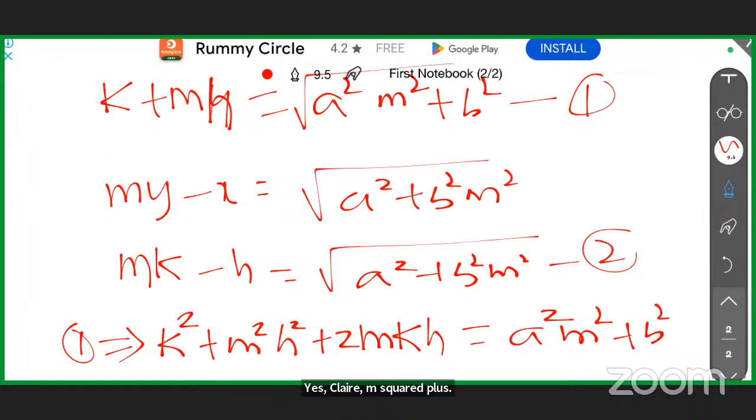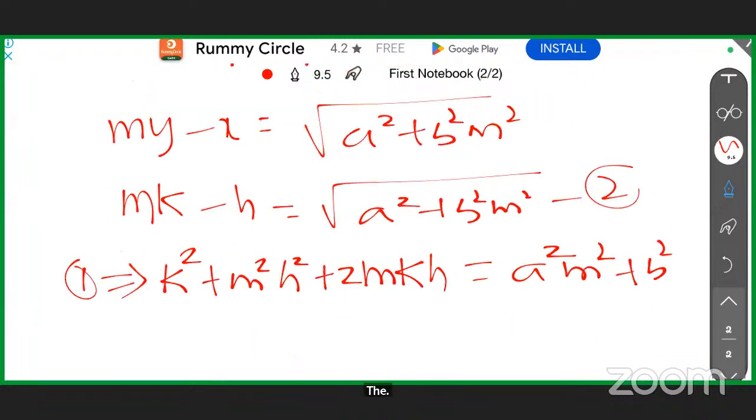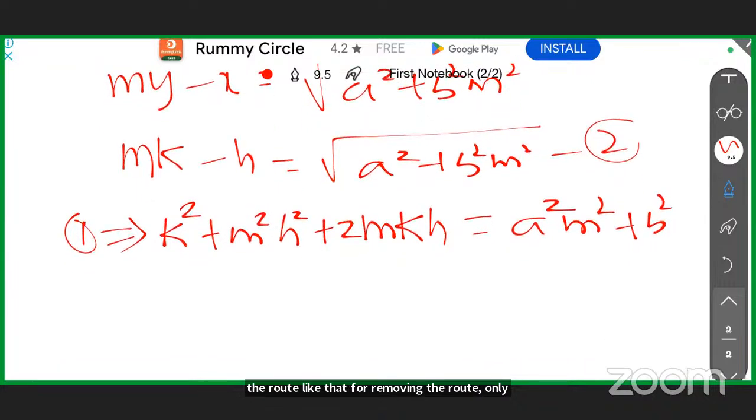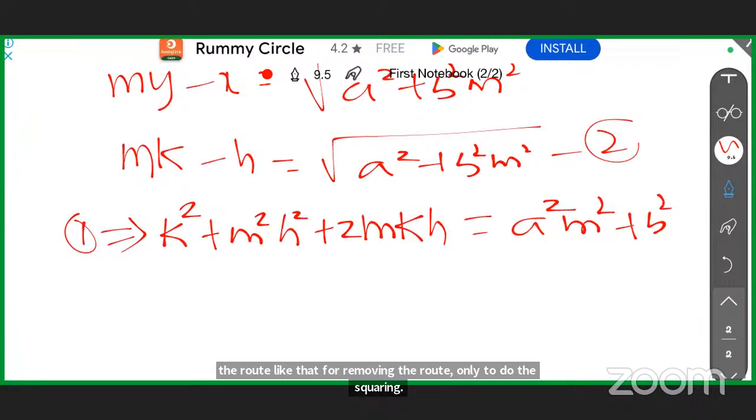Sir, I think we don't need to square both sides. If we take the root from the left hand side, it will become a square. No, to remove the root, we have to take the square. We can't simply take the root like that. Since the root is on the left hand side, to remove the root, we are doing squaring.